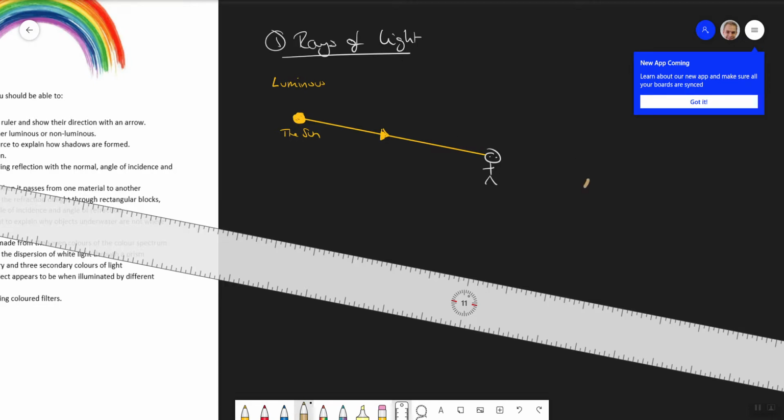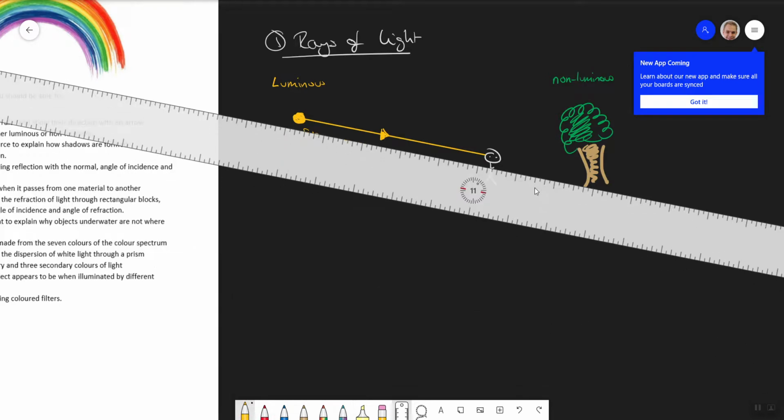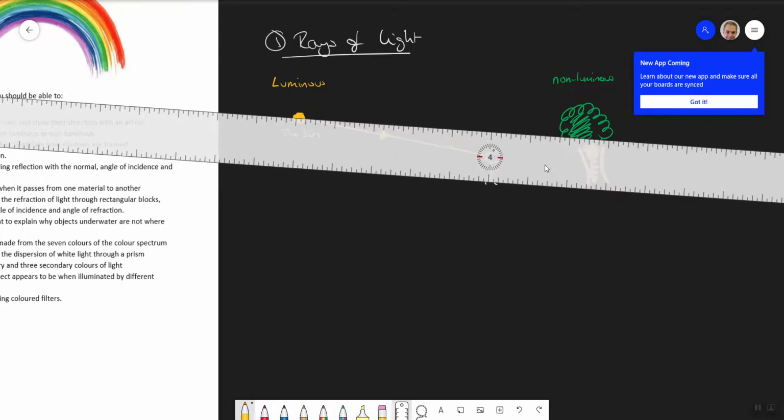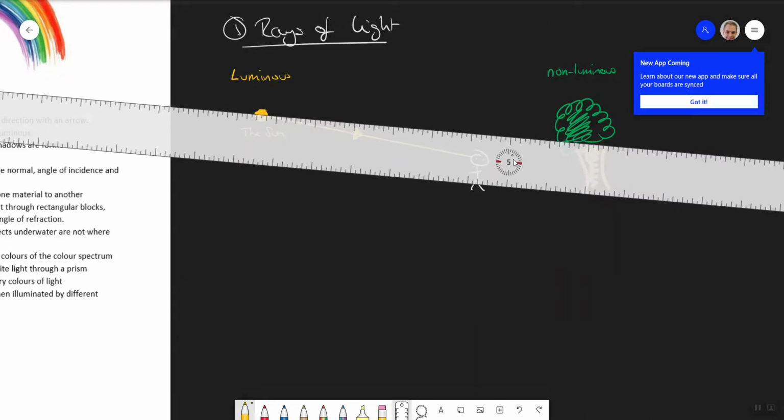So let's imagine that this person is standing near a very weirdly shaped tree. So let's get a nice green colour. There's our tree. Now a tree is non-luminous, meaning that we don't get light from it directly. Light has to come from a luminous source and reflect off it. And so if we wanted to see how we see the tree, we might have a ray of light that is doing something a little bit like this. So actually let's have it going a little bit lower. Let's do that. So we have a ray of light coming from the sun.